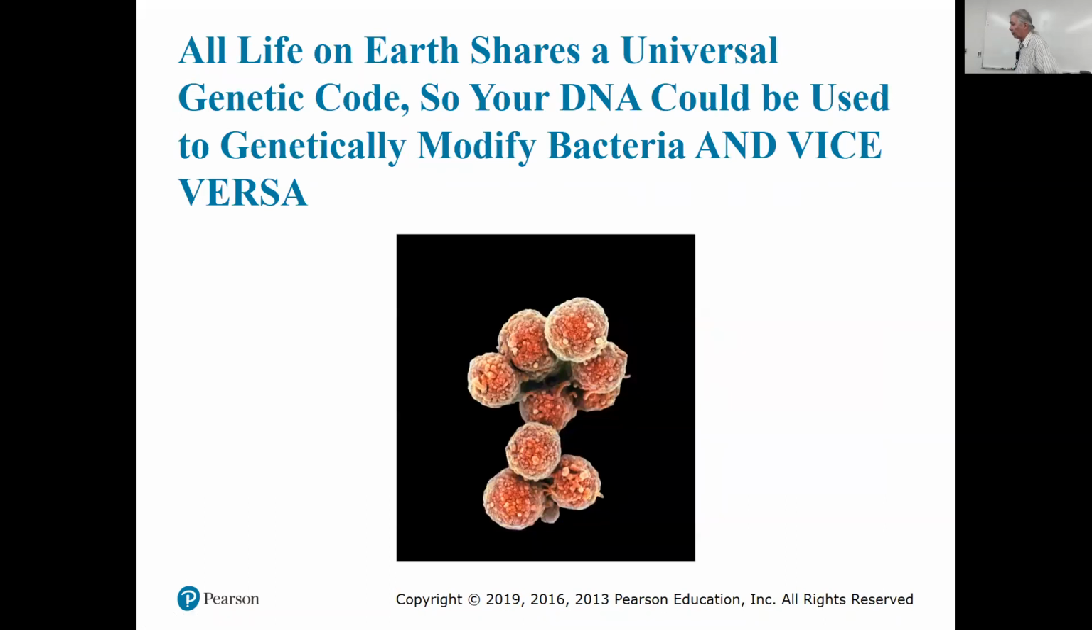All life on Earth shares a universal genetic code, so your DNA could be used to genetically modify bacteria and vice versa. This is how we make transgenic organisms, organisms that have genes from other species in them that actually work, because all life on Earth uses the same genetic code. So all genes and all organisms work the same way. It's part of the unity of living things.